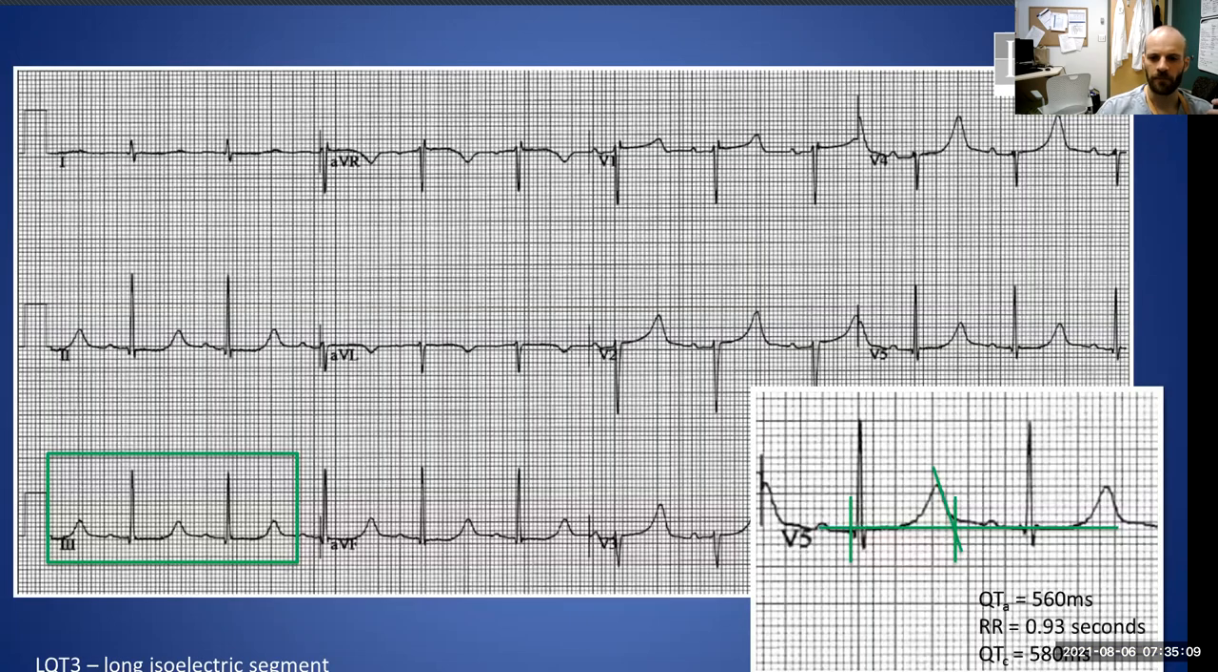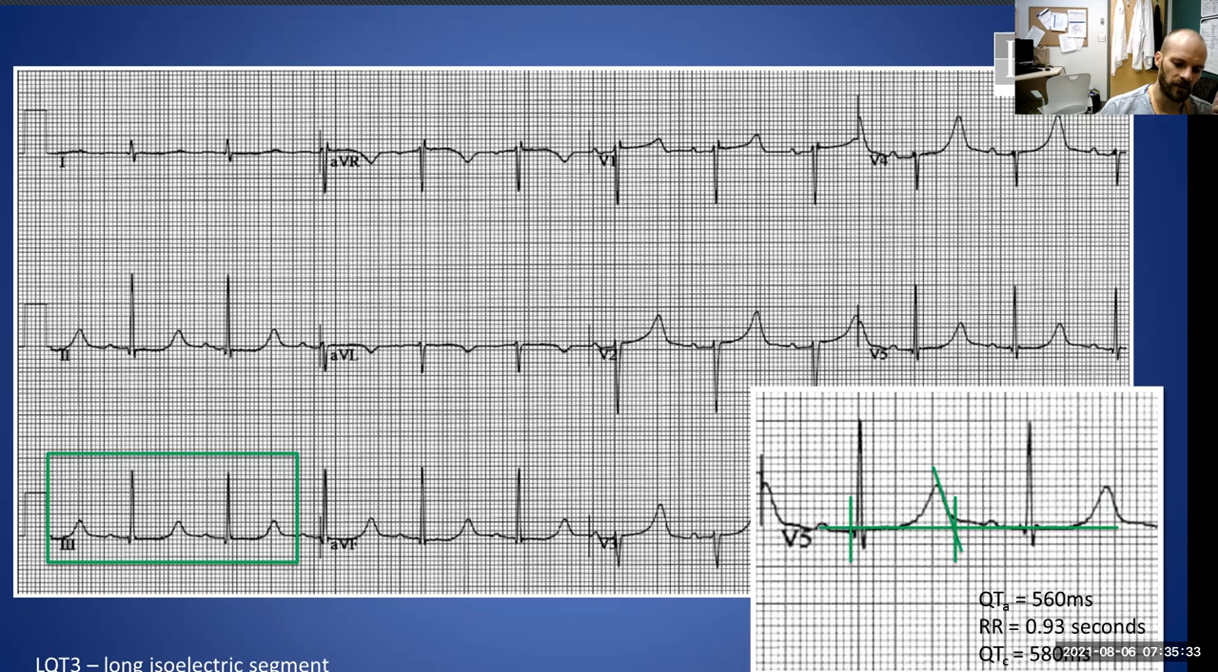Right, so these are what our ECGs look like in long QT syndrome at rest. But sometimes, as we talked about, the QTs in some patients with long QT syndrome can look relatively normal at rest. They might be only borderline prolonged or within the normal range. So how do we diagnose these patients then?